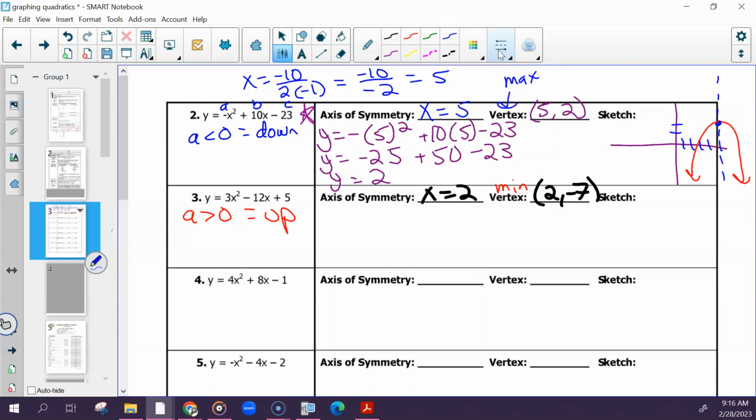Now in Algebra 2, you will have to do the math. Here I'm giving you a choice. So we could draw the rough sketch from what we know already. We know it's going to be over 2, down 7. We know it's going to be a minimum and that it's going to face up. So it's going to look something like that.